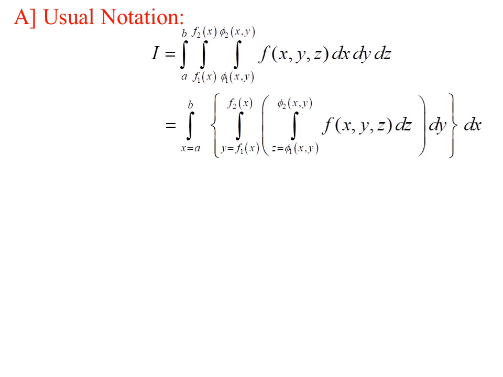So I'll read out the inner integration. This is inner integration z from phi1 to phi2 f of x comma y comma z into dz. This must be purely a function of x comma y. Then let us carry out the integration with respect to dy, integration f1 to f2, whatever integrand we are getting, into dy, and lastly we have to carry out the third integration. X is varying from a to b, whatever integrand further we will obtain with respect to dx. So this is our usual notation.